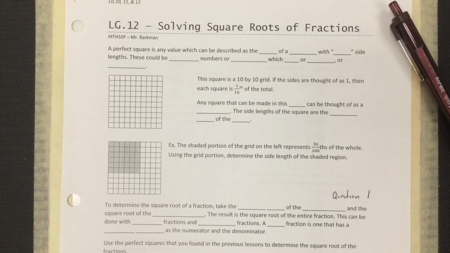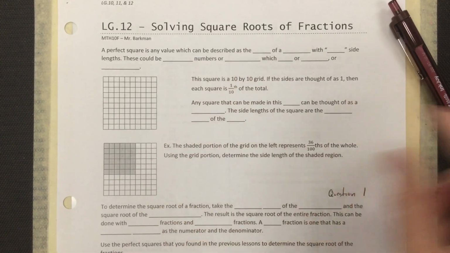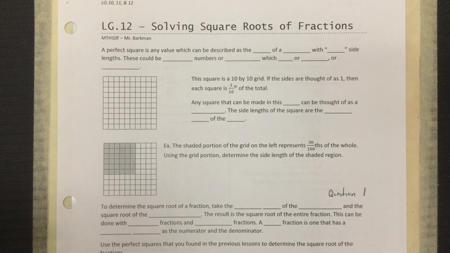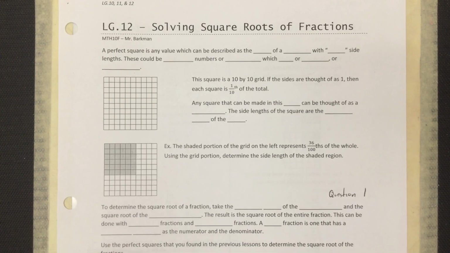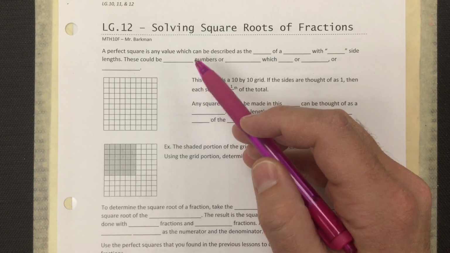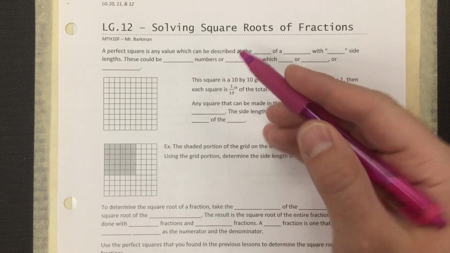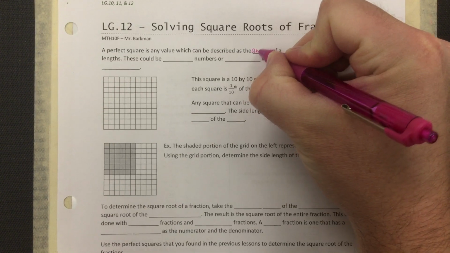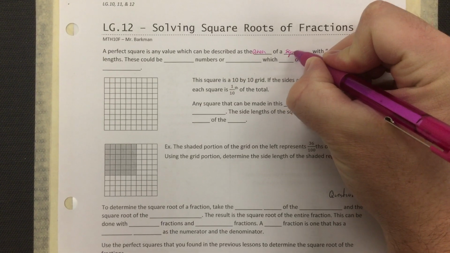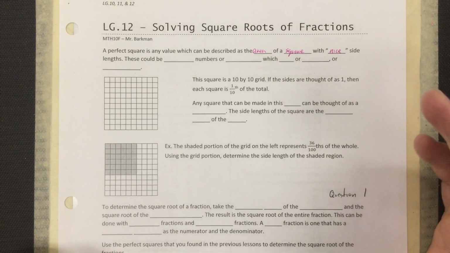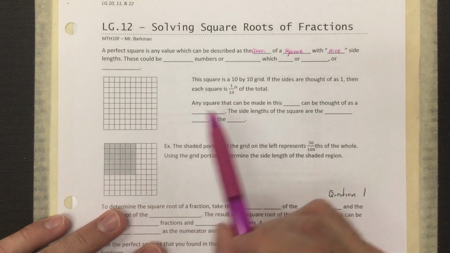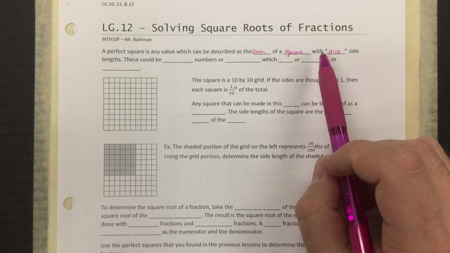So in this lesson, we're going to take a look at solving square roots of fractions, and particularly which ones are going to give us nice values again, or nice rational numbers. So we're going to be looking at our perfect squares. Now remember that a perfect square is any value which can be described as the area of a square with nice, or what we call rational, side lengths. Now, normally a perfect square was natural numbers.